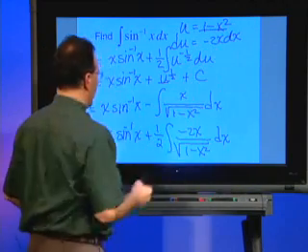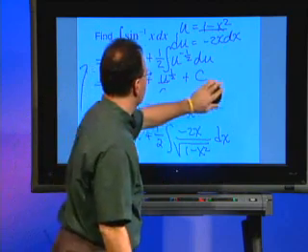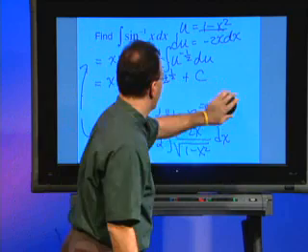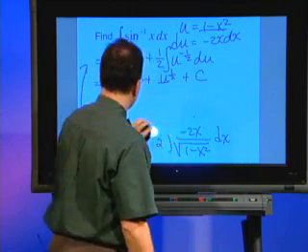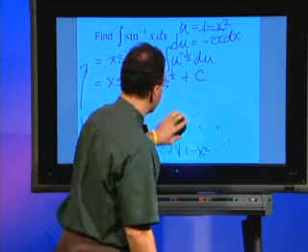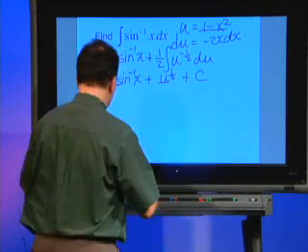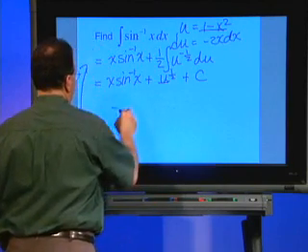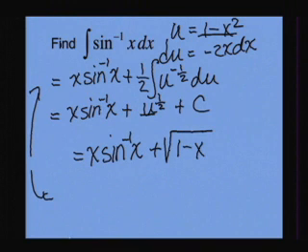And my final step then, of course, would be to substitute the fact that u is equal to 1 minus x squared. So let me erase what I have here to make room. And my solution then is going to be that the integral equals x arc sine x plus the square root of 1 minus x squared plus c.